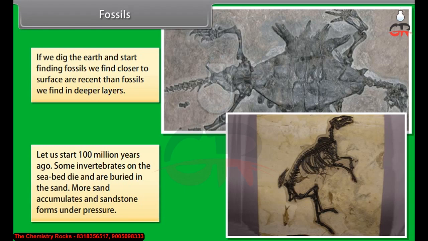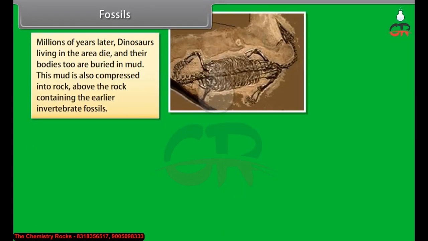Some invertebrates on the seabed die and are buried in the sand. More sand accumulates and sandstone forms under pressure. Millions of years later, dinosaurs living in the area die and their bodies too are buried in mud. This mud is also compressed into rock.